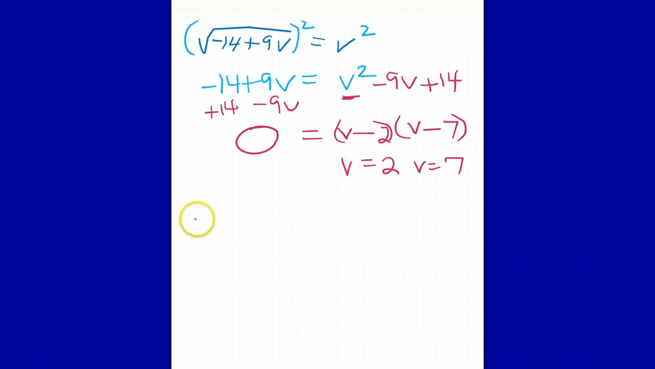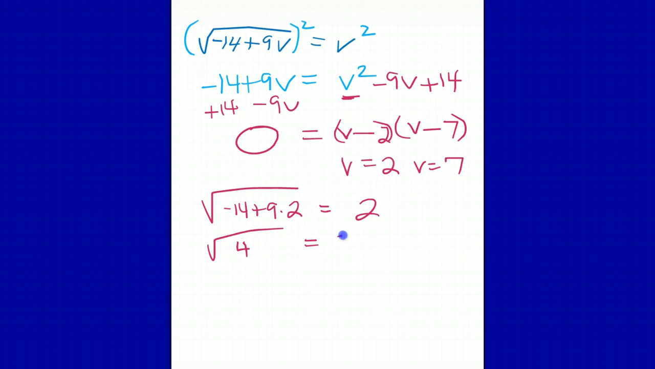Now I got to check to see if that works. So I'm going to take the square root. I'm going to put in negative 14 plus 9 times 2. I'm going to do 2 first. And is that the same thing as 2? Okay, so that's going to be the square root of negative 14 plus 18, which is 4. And that does equal 2, right? Square root of 4 does equal 2. So that's good. That tells you that 2 is definitely an answer.